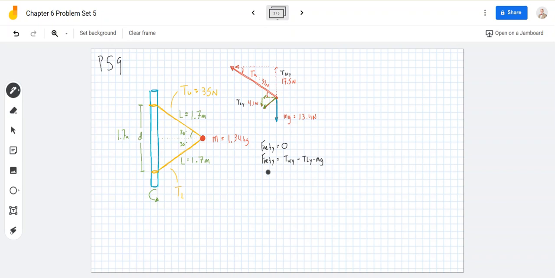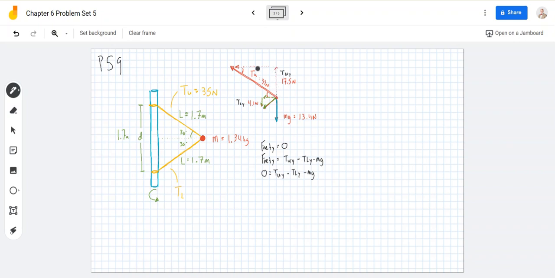So I can set these equal to 0. T upper in the y direction minus T lower in the y direction minus MG. Now, let's talk about this T upper in the y direction. So they give us the tension in the upper is 35.